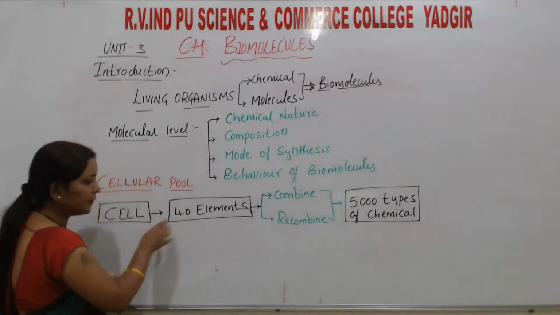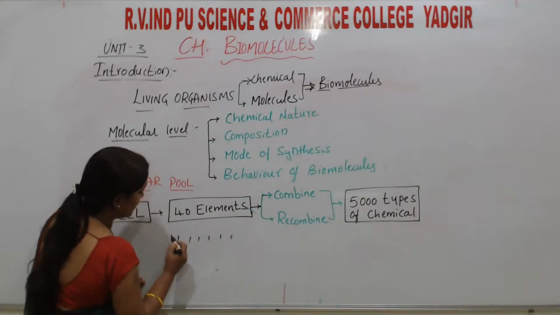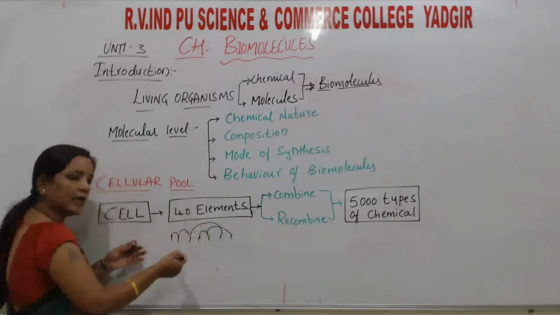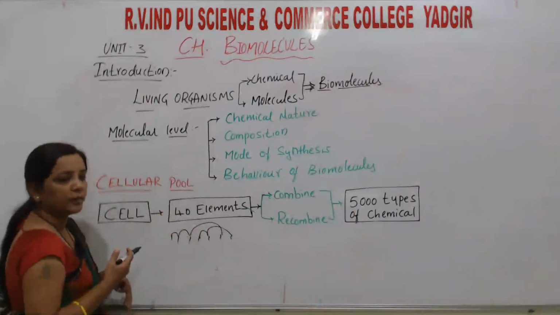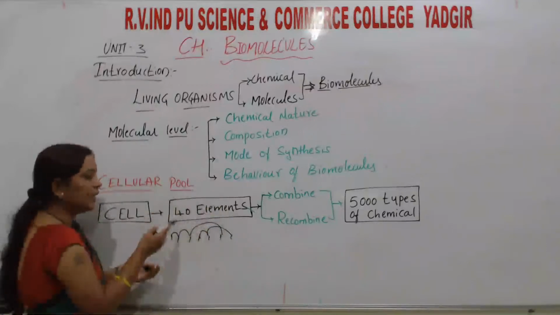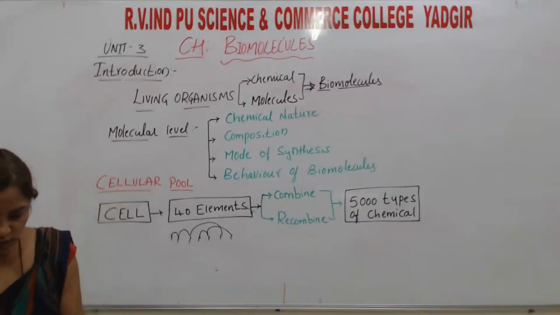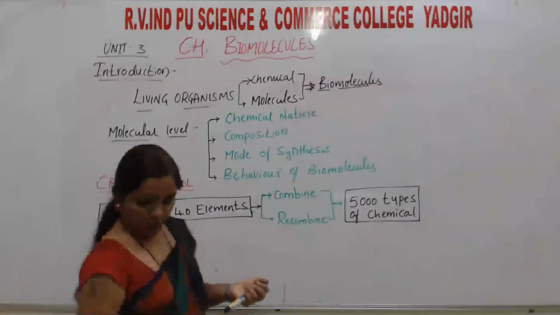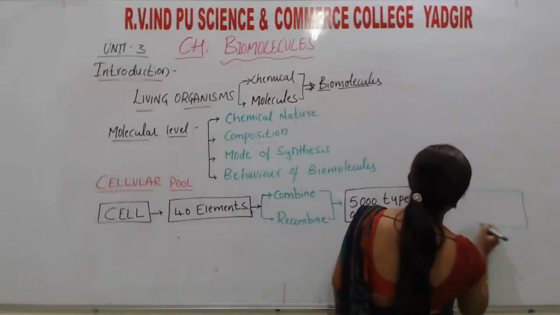The cell has only 40 elements. Think of these as elements: this will combine with this, which will combine with this, and so on. In that recombining, 5,000 different types of chemicals are produced from the mixture of 40 elements. These 5,000 chemicals carry out 3,000 reactions.